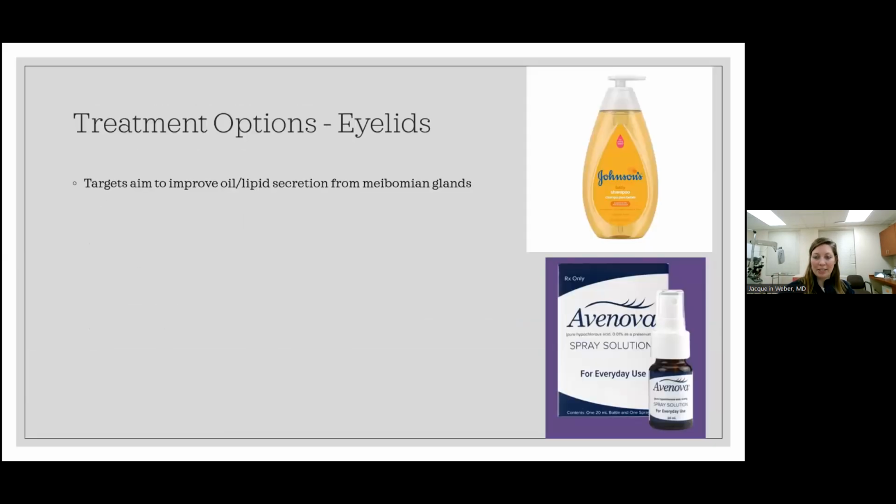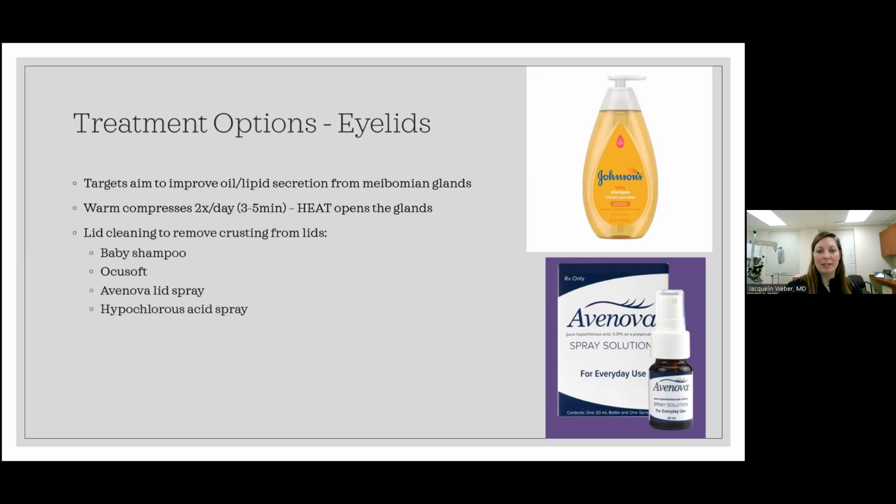Treatment options that are directed at the eyelids include trying to improve how much of that oil or fatty substance is secreted from the glands. Because the more we get the oil to come out of the glands, then the less likely the tears your eye is making will be evaporating. And the longer they stay on the surface of the eye, the better.